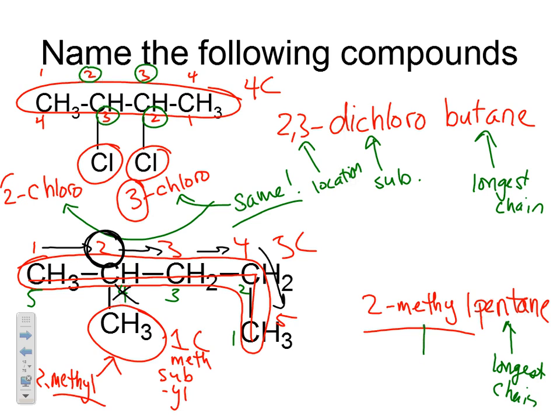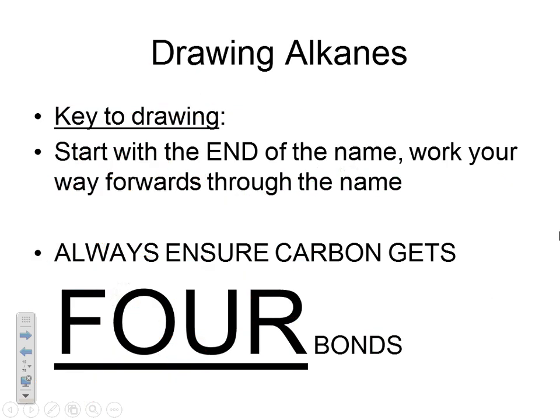Coming at the end, we have the name of the substituent, and we have the location of the substituent. So going in the other direction, if you're asked to draw an alkane, you actually go in the opposite direction from what the name says. The key to drawing alkanes from a name, rather than being asked to name a compound from the structure, is to start with the end of the name. Work your way forward, meaning draw the longest carbon chain first. That's at the end of the name. And then work your way up through the substituents and put them in the correct place.